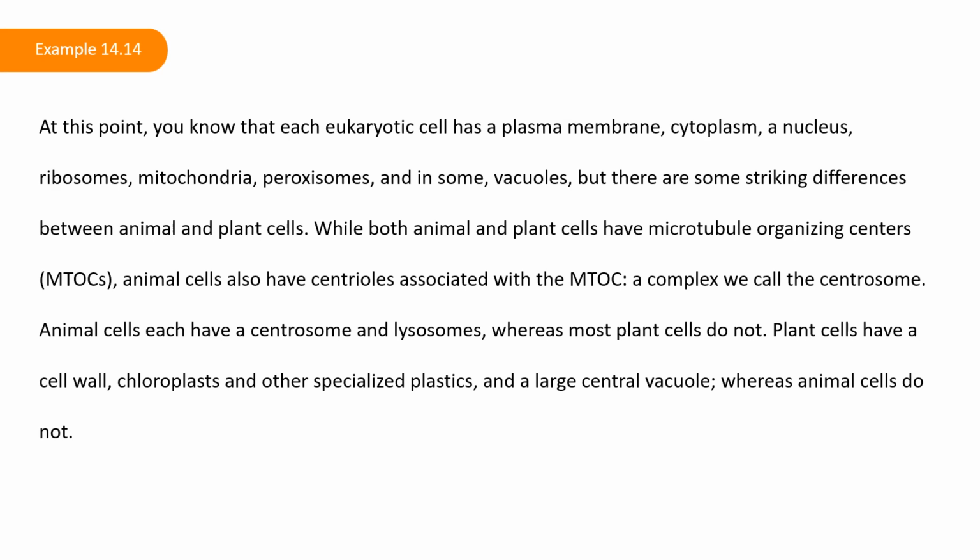At this point, you know that each eukaryotic cell has a plasma membrane, cytoplasm, a nucleus, ribosomes, mitochondria, peroxisomes, and in some, vacuoles. But there are some striking differences between animal and plant cells. While both animal and plant cells have microtubule organizing centers, MTOCs, animal cells also have centrioles associated with the MTOC, a complex we call the centrosome. Animal cells each have a centrosome and lysosomes, whereas most plant cells do not. Plant cells have a cell wall, chloroplasts and other specialized plastids, and a large central vacuole, whereas animal cells do not.